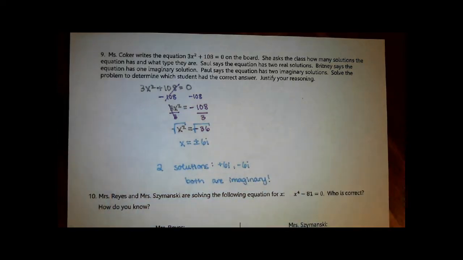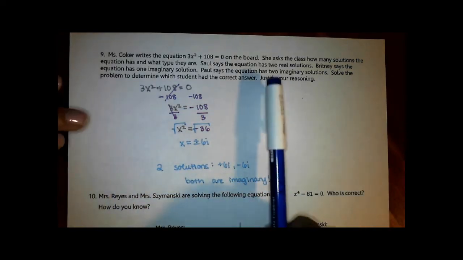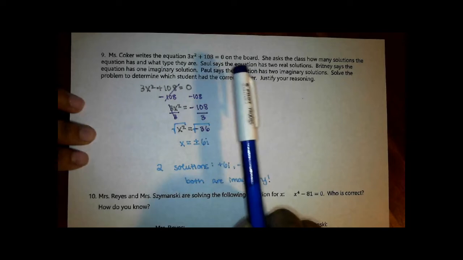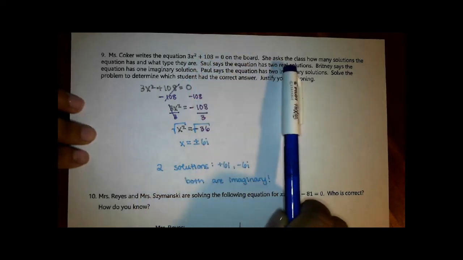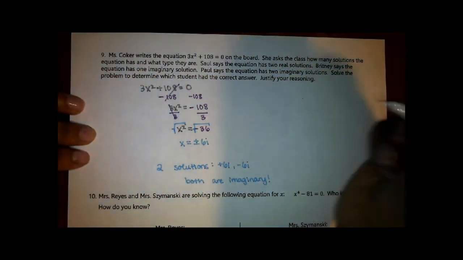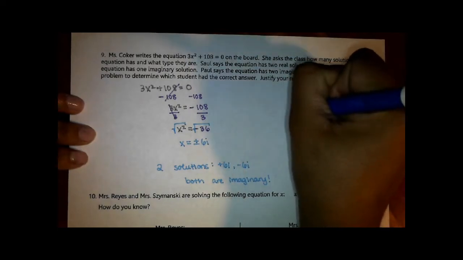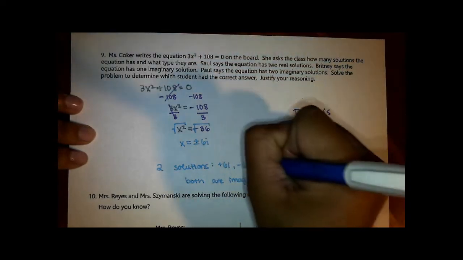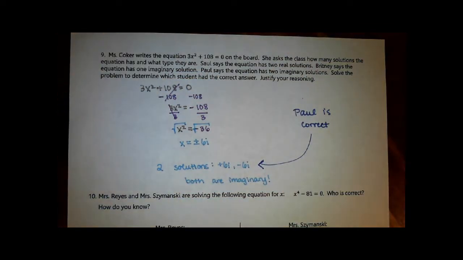Alright, so if we go up and check who said that, Saul said they had 2 real solutions, so it's not Saul. Brittany says it has 1 imaginary solution, so it's not Brittany. Paul says it has 2 imaginary solutions, so Paul is correct. Alright? Good deal.